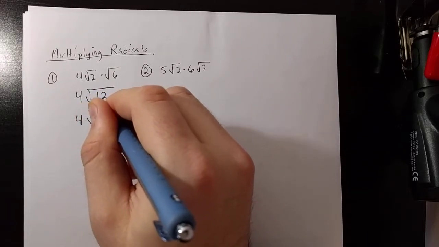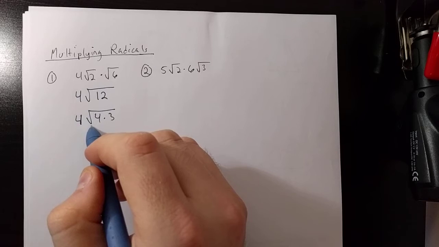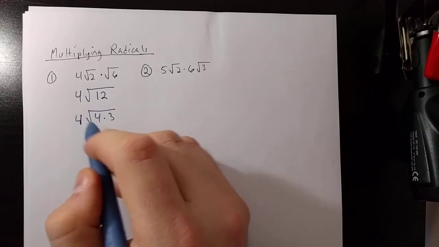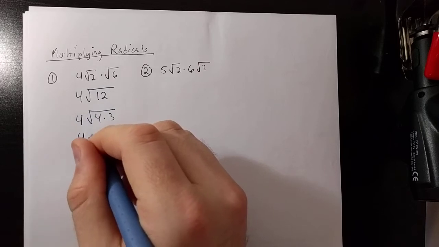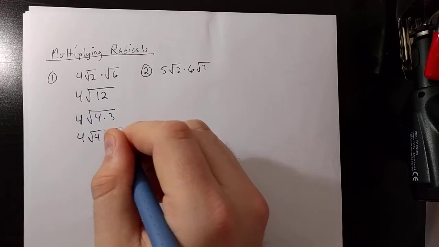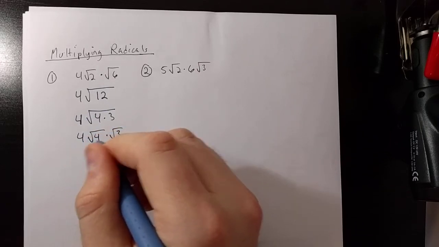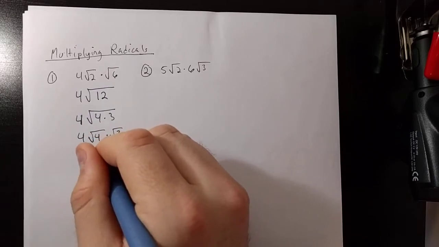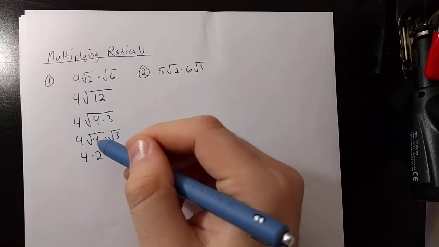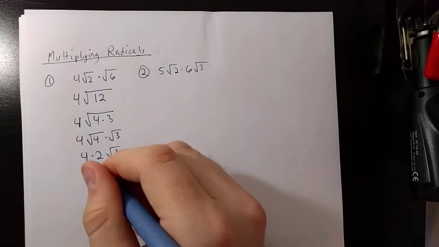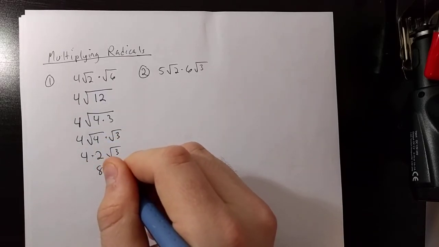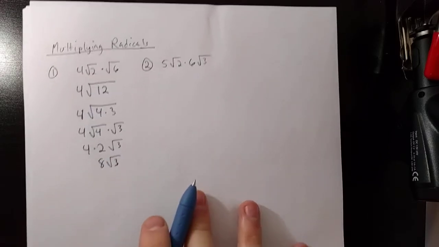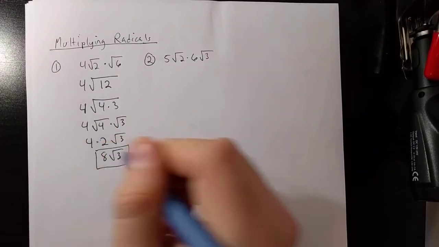So this turns into 4 times the square root of 4 times 3, which is 4 times root 4 times root 3. That turns into 4 times 2 root 3, because the square root of 4 is 2, and that leaves you with 8 root 3. 3 has no more perfect squares inside of it, so we're going to stop there.